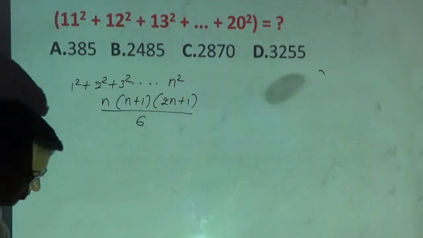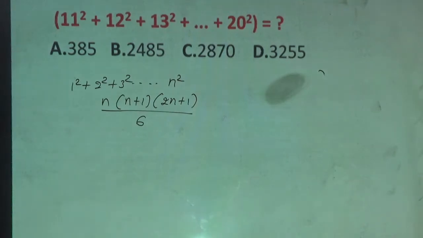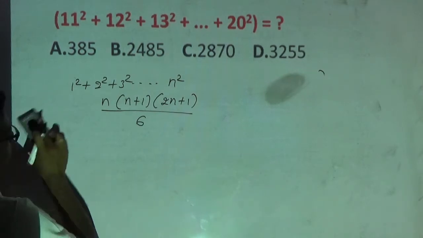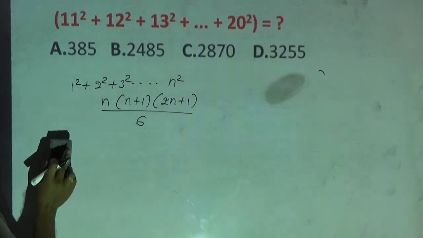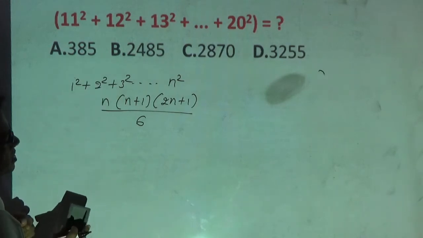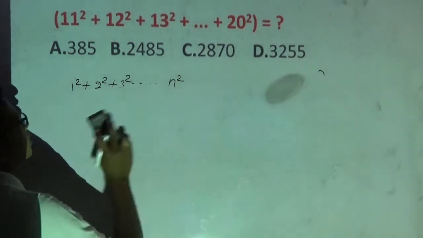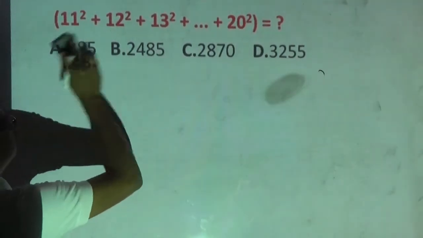But here they have given from what? From 11. So for this, please see here. I can do a little bit of adjustment. Now, I know this formula. Please write down: 1 square plus 2 square plus 3 square up to n square is given by n into n plus 1 into 2n plus 1 divided by 6. If you know this, I will substitute here.